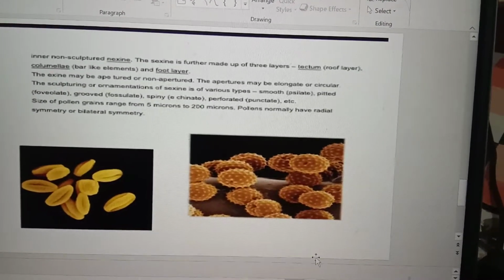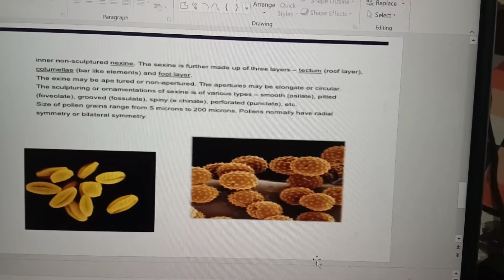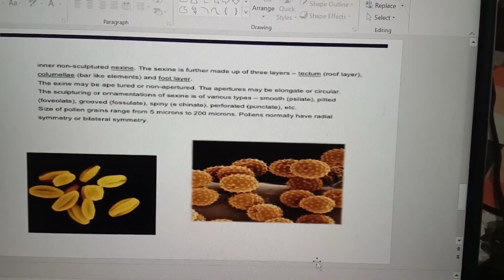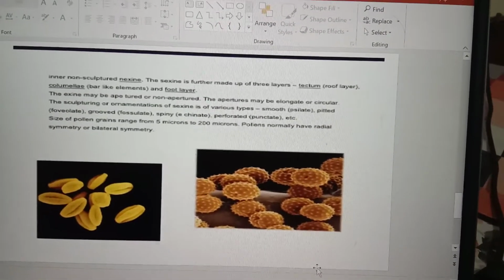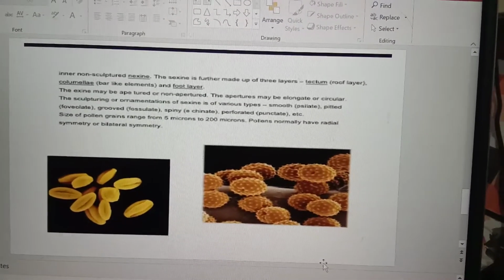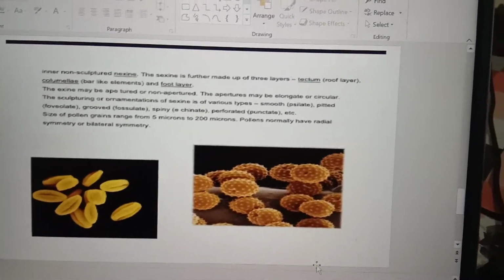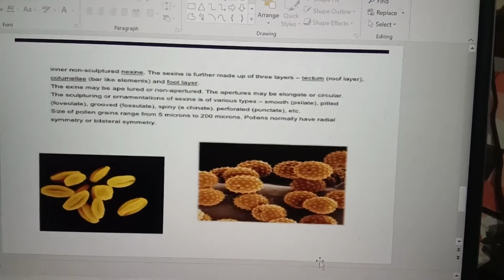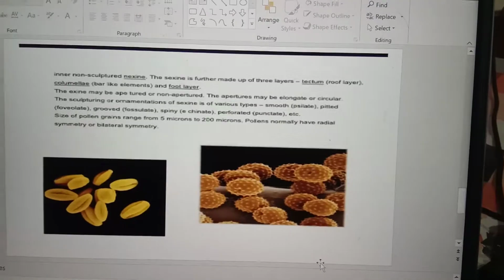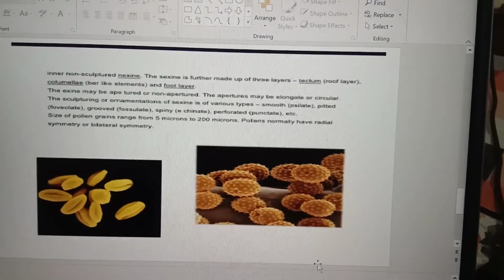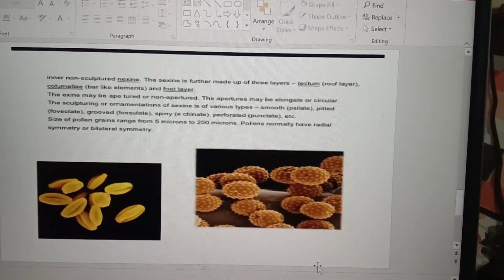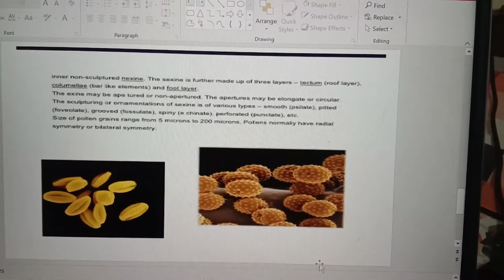The exine may be apertured or non-apertured, meaning it may have small pores or not have pores. The apertures may be elongated or circular. The sculpturing or ornamentation of the sexine is of various types. It is of different types and may be species specific.